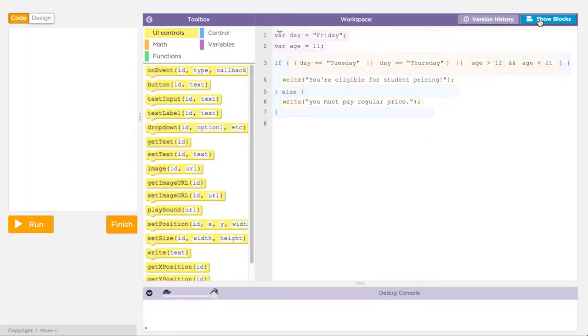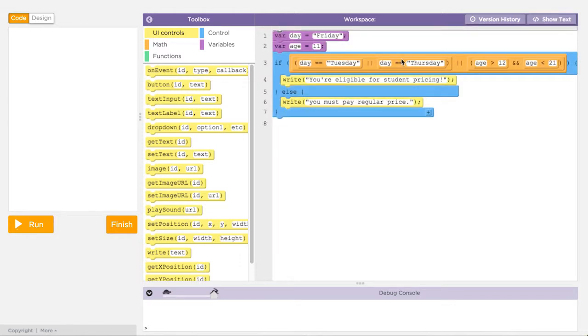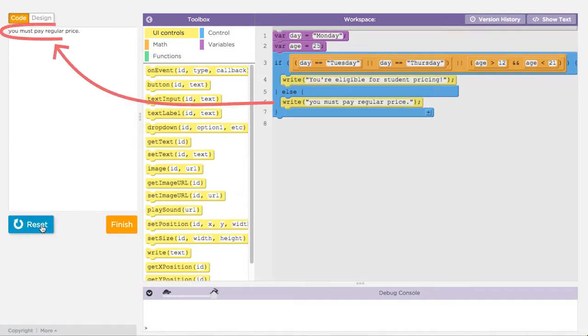When using text, use parentheses to group Boolean expressions together. When evaluating this complex conditional, the computer will evaluate each Boolean expression separately and then use the rules of AND and OR to determine if the whole expression is true or false. So if the day is Monday and the user is 25, the code would run like this.